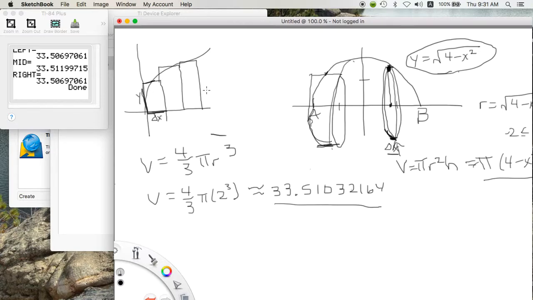So make sure you've read section 5.1 all the way through and taken notes on that so that we can go over that in class.